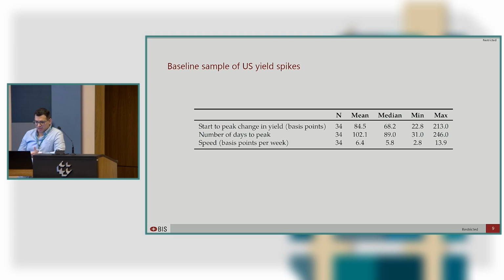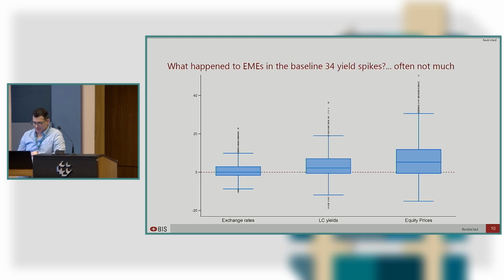The mean change from start to peak on the yields is about 84 basis points. The average duration is 102 days, and so these are the typical events, although there is important heterogeneity in these events. Some of the events are as short as 46 days, and there is also important variation in the size of the yield increase. This is in basis points.